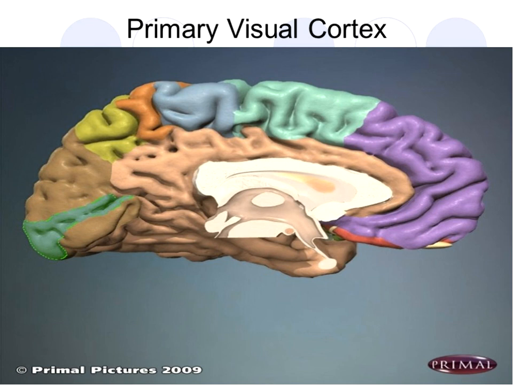Okay, so now, if we look at the sagittal viewpoint, then in the green here is the primary visual cortex, and that's Brodmann's area 17. Okay? That would be Brodmann's area 17.